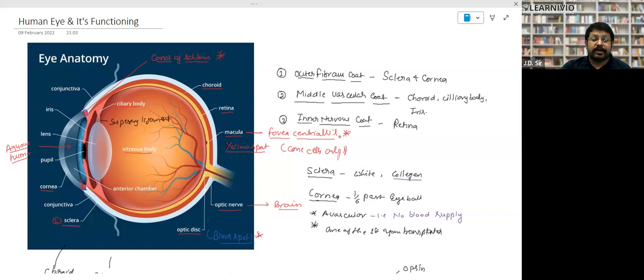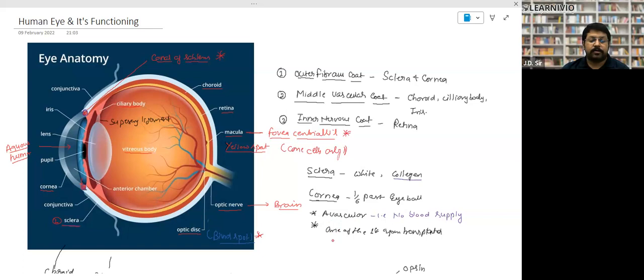Fovea centralis or yellow spot: only cone cells are found. The most distinct vision, the clearest vision, is at this point. Blind spot: image formation does not take place. Next question: the canal of Schlemm keeps on changing the aqueous humor. Then, the cornea is avascular, meaning it has no blood supply. If you prick a needle in the cornea, the blood will not come out. One-sixth part of the eyeball is transparent.